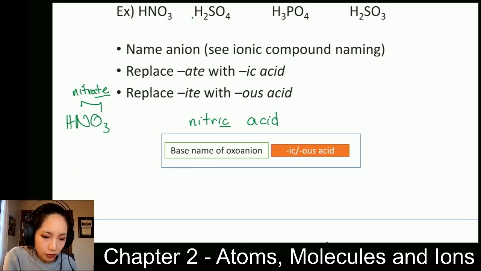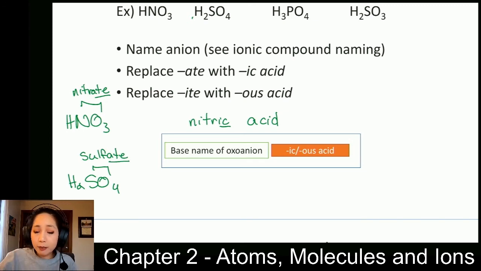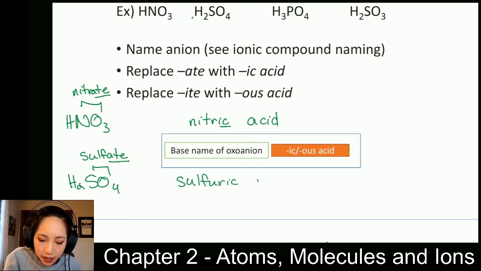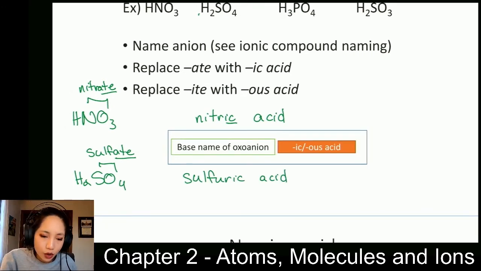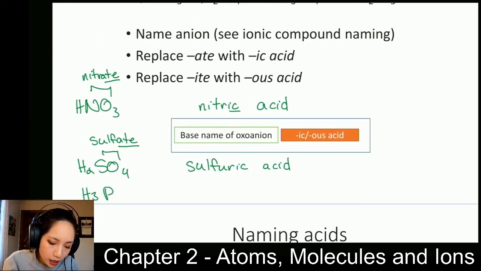Okay, H2SO4. So if we look at our naming sheet, SO4 is sulfate. So follow the same rules. Take the base name of that oxoanion, so we're going to drop the ate and just turn it into ic acid. So this would be sulfuric acid. So the next one here, H3PO4, make sure you can see this, H3PO4. PO4 is phosphate.